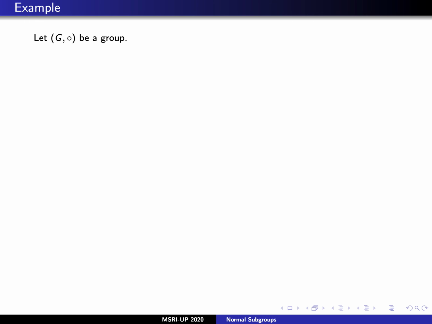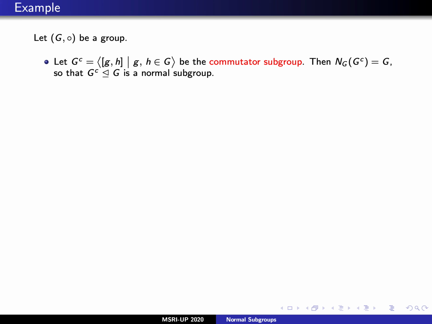Let's give an example. Let G be a group. One example we can write down is the so-called commutator subgroup. Here, we consider all possible commutators from G. As we range over elements lowercase g and lowercase h, we can write down the commutator, bracket g comma h, and we can consider the set of all such commutators. Let G raised to the c power, the commutator subgroup, be the smallest group containing all of the commutators of G. In this case, one actually proves that this commutator subgroup is a normal subgroup of G.